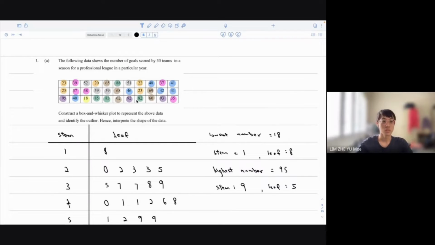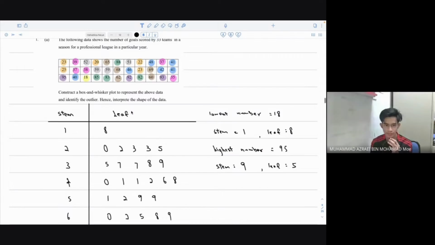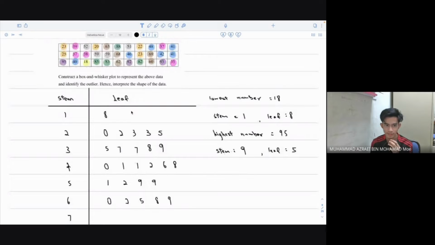So today we are going to solve the problem for question number 1. In 1A, we need to construct a box and whisker plot, identify the outlier and interpret the shape of data. To construct a box and whisker plot, do you know what data we need? We need to find the first quartile, second quartile, third quartile, upper inner fence, and lower inner fence.